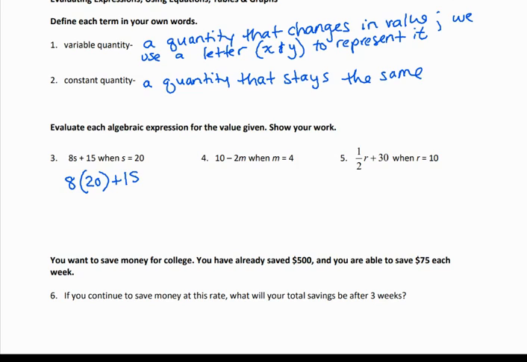So that's a constant. So we will have 8 times 20 plus 15. Take that 20 and plug it in for S. Then just make sure to follow order of operations. So we multiply first. 160, good. 8 times 20 is 160. And then plus 15 will give me 175. Good. Okay. Everybody go ahead and try 4 and 5 right now. Simplify those. And then we'll check them in 2 minutes.